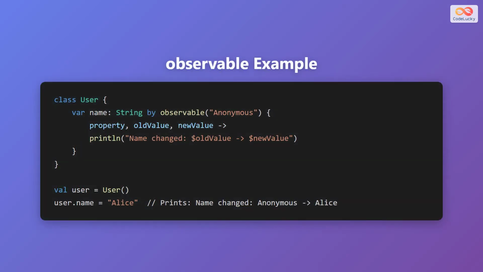In this example, we have a user class with a name property delegated to observable. The initial value is set to anonymous. The lambda receives property, old value, and new value as parameters. Inside the lambda, we print a message showing the old and new values. When we create a user and set the name to Alice, the observable handler fires automatically, printing name changed, anonymous to Alice to the console.